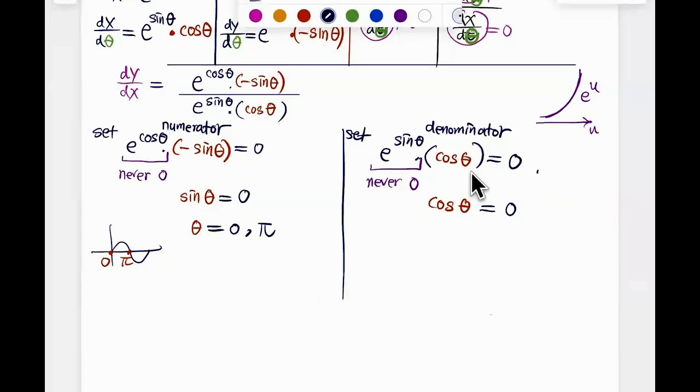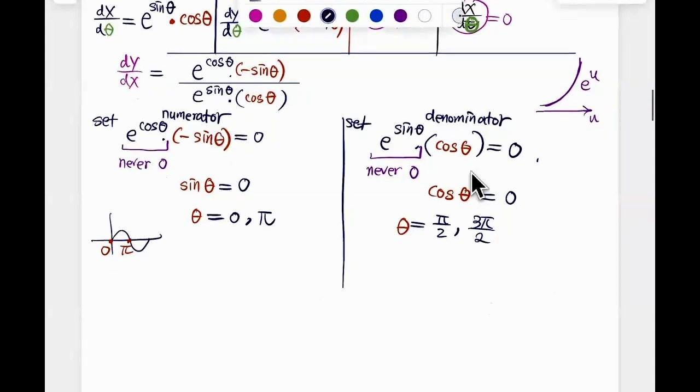Pi over 2. Yeah, you got it. Good job. Okay. Theta equal to pi over 2. And also what? 3 pi over 2. Good enough.